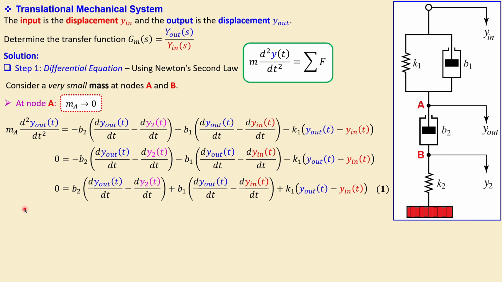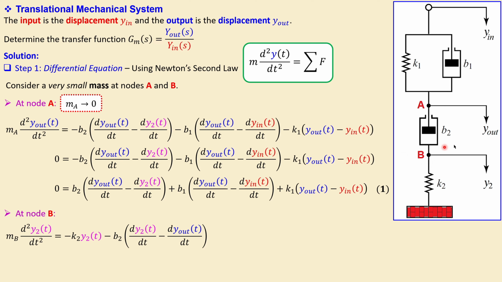Okay. We do the similar for node B, and for node B we have the following. Again, assuming mass B is very small, and then set up the equation of motion using Newton's second law, what we see is at this point K2 is fighting back and B2 is fighting back. So we have actually two forces there.